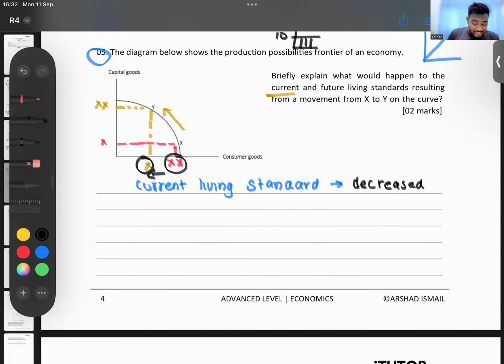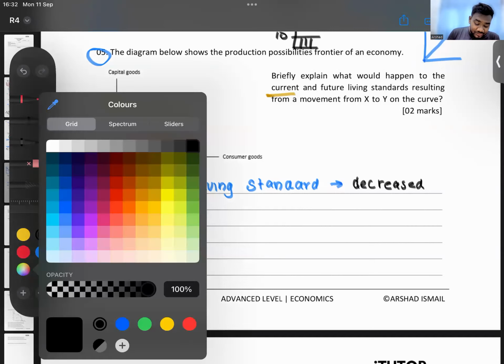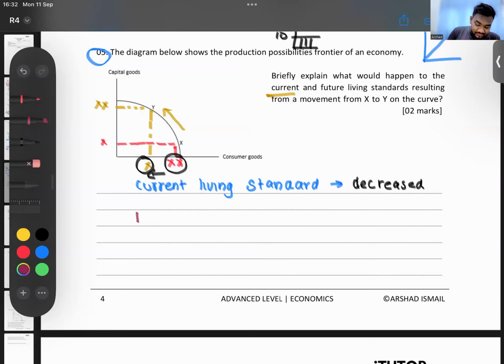Okay. Then on the same side, what can we tell about the future living standard? What can you tell about this? In the future living standard. Future living standard, what can we say about this? Their future living standard, guys, is going to increase, or their standard of living is going to be high. Why is that? Now in your answer, you have to explain it, but I'm not writing the whole answer, right? Their future living standard is going to increase.